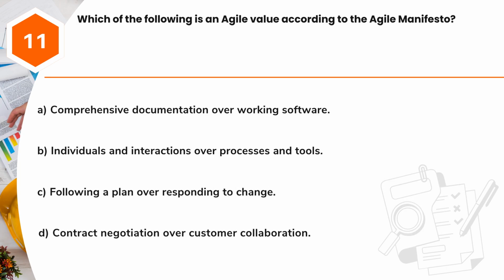Question 11. Which of the following is an Agile value according to the Agile Manifesto? A. Comprehensive documentation over working software. B. Individuals and interactions over processes and tools. C. Following a plan over responding to change. D. Contract negotiation over customer collaboration.